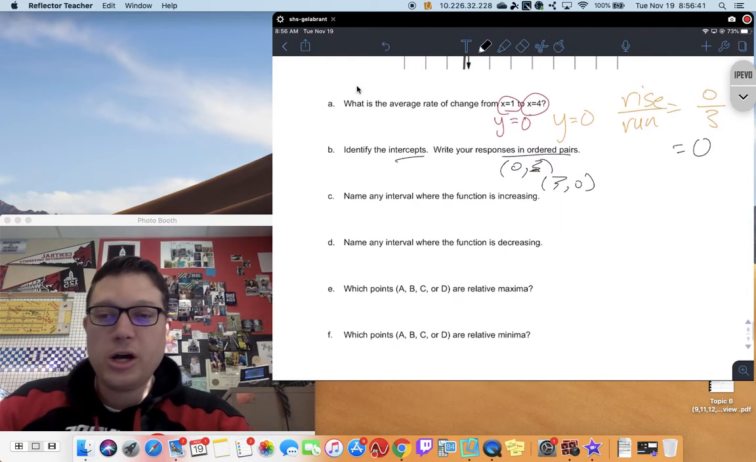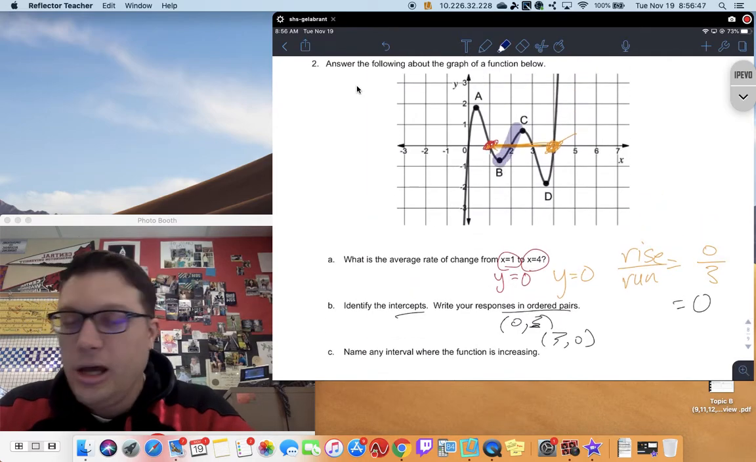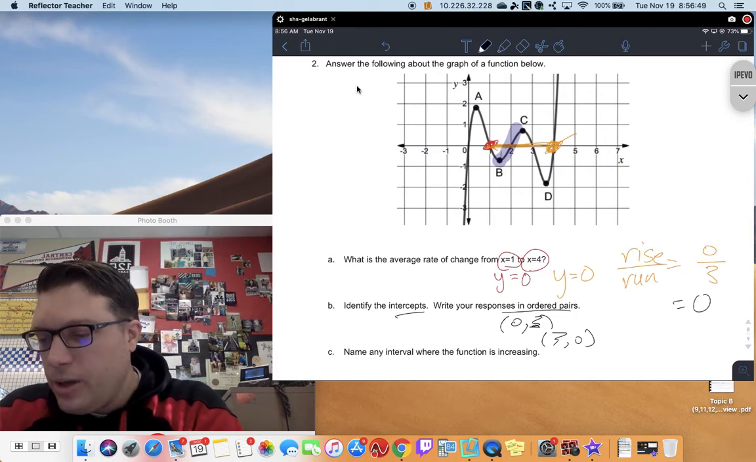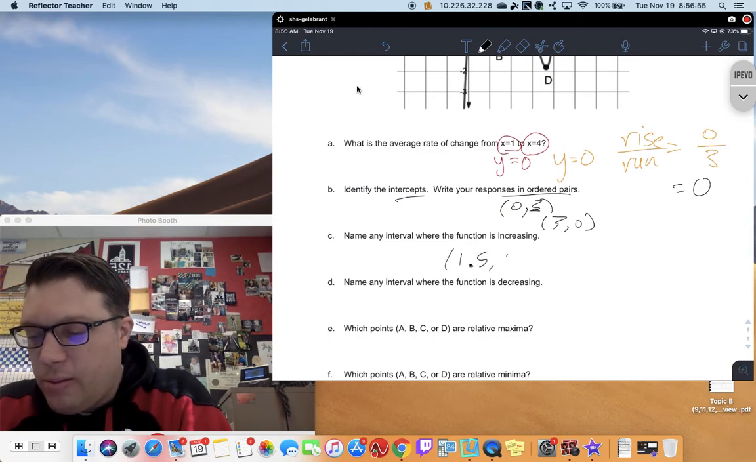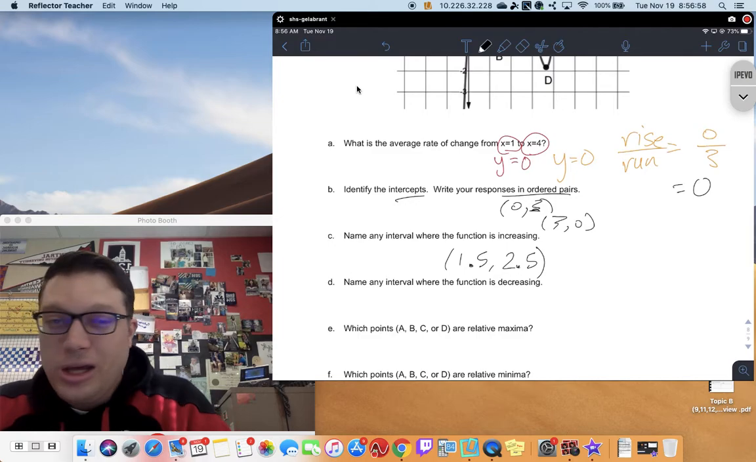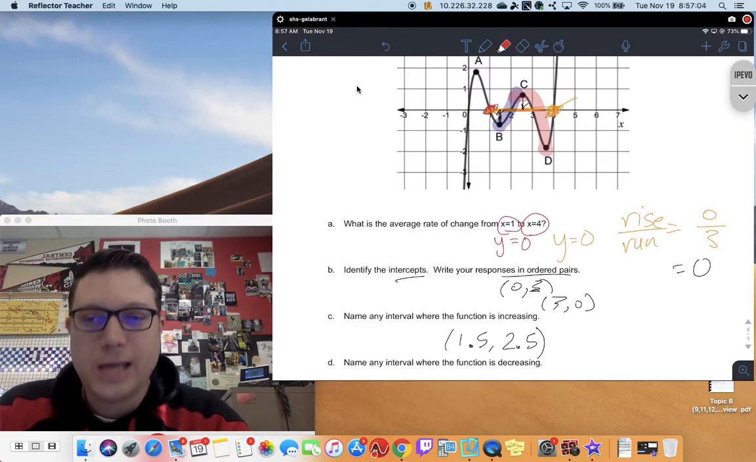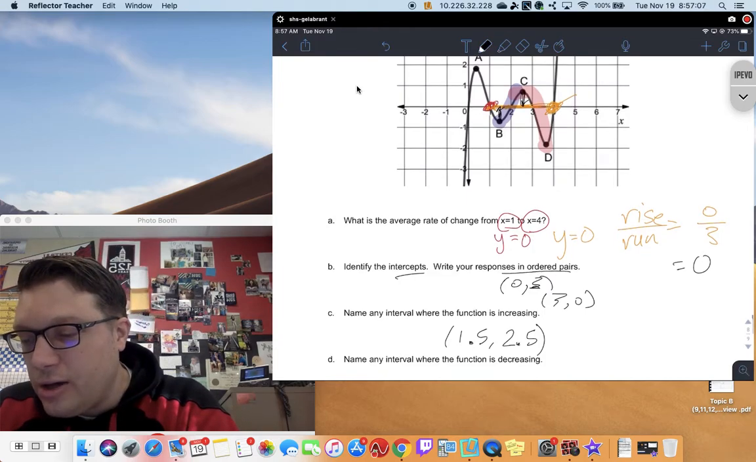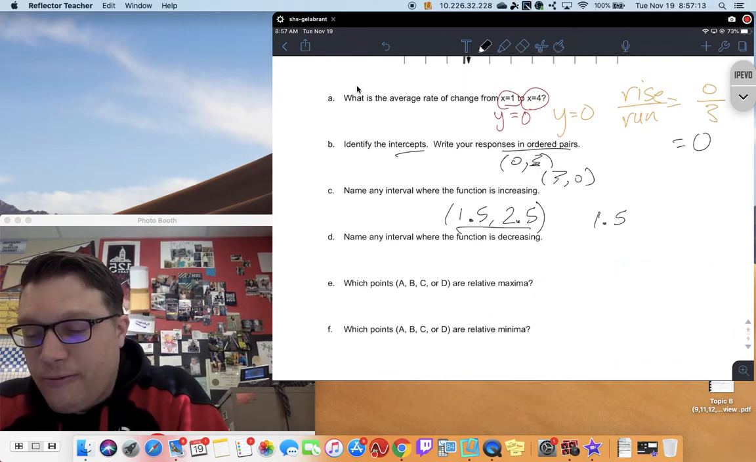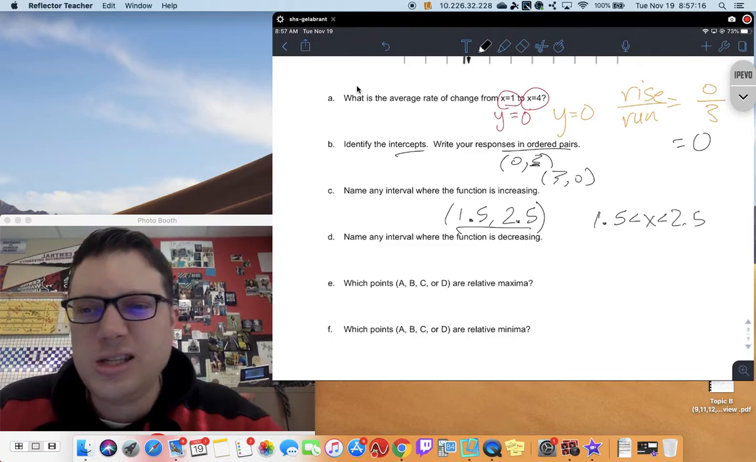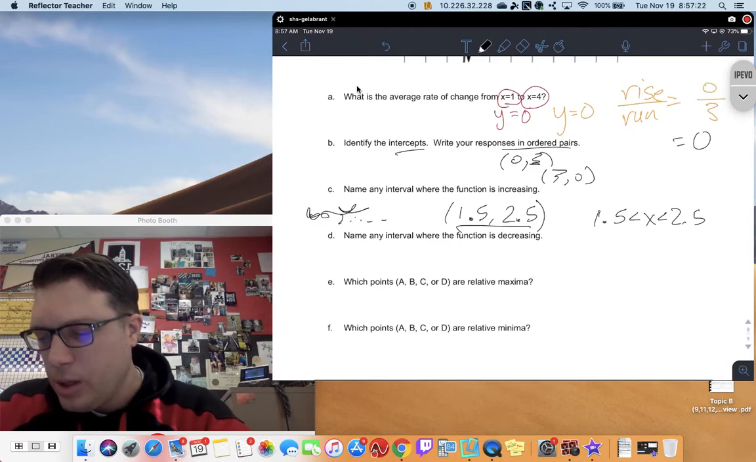Name an interval where the function is increasing. To be an increasing section of the function means you have to go from low to high along some x values. So this looks like 1.5 to 2.5. Let's say from 1.5, comma 2.5, the function's increasing. You do the same thing for decreasing, but it's going in the other direction. What are the x values that correspond to points C and D? You just put them like this. You could also write it this way: 1.5 is less than x is less than 2.5. That's the other way to write an interval, or describe it in words.